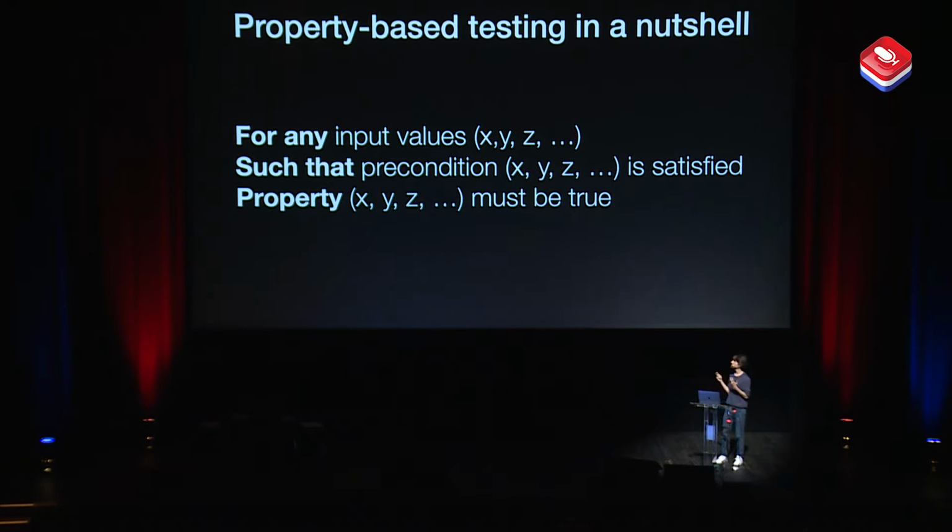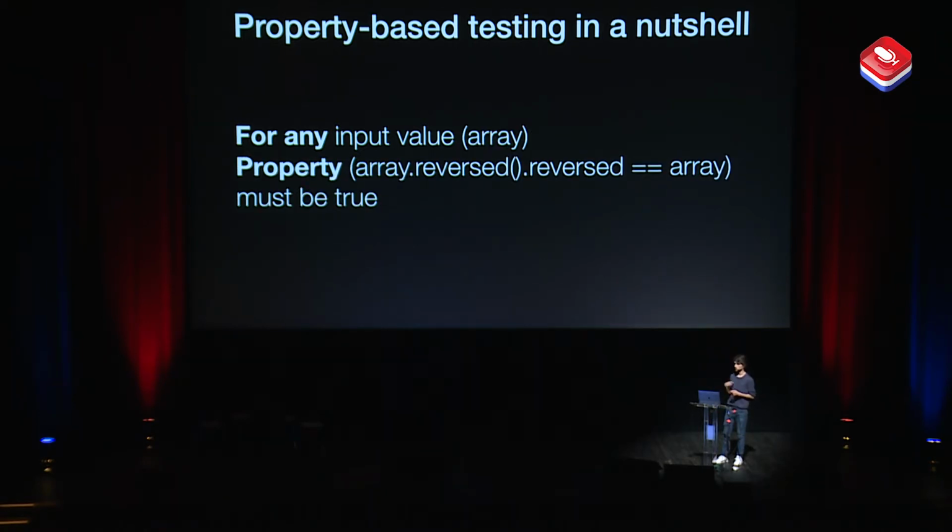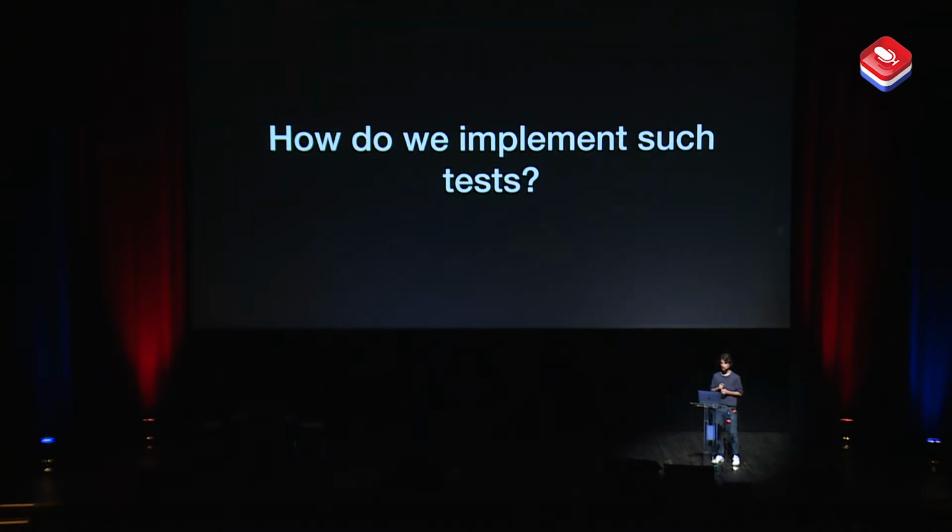So a property-based test, you can write it by saying: for any input values x, y, z, such that a certain precondition on x, y, z is satisfied, then a property must be true. If we apply this to the example of the reversed function, we could say for any input value array, the property array.reverse.reversed equals array must be true. So pretty simple. Now, how can we implement this in Swift?